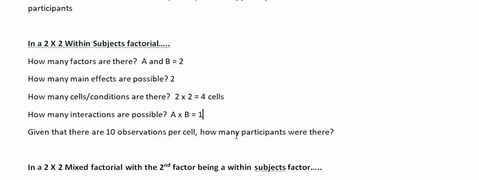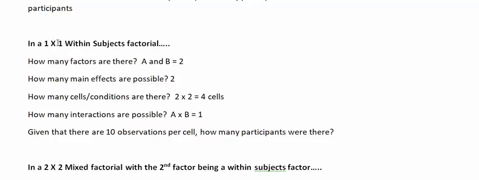Given that there's 10 observations per cell, how many participants were there? This is the question that would change, because this is a within subjects factorial, so they're all the same participants. If each one of these factors is a within subjects factor, this is what I want you to do. Since they're the same, any time you see these, change the number of levels to 1 for this question, if it's a within subjects factor.